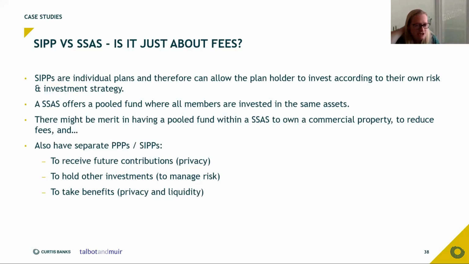Why would they do that? Potentially, we've got the SSAS as a pooled investment. Those investments have to be decided and agreed on by all the member trustees. And yes, individuals within a group can have very different risk profiles. They can have different attitudes to risk and capacity for loss. So that can be structured outside of the SSAS and be tailored by a separate personal pension plan that would sit alongside the SSAS.